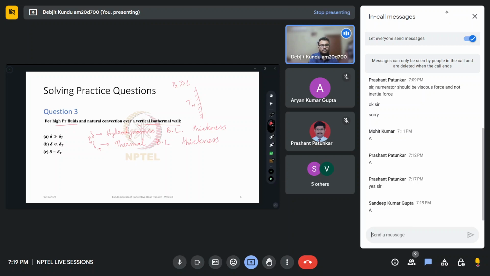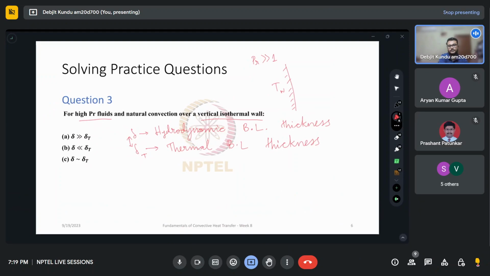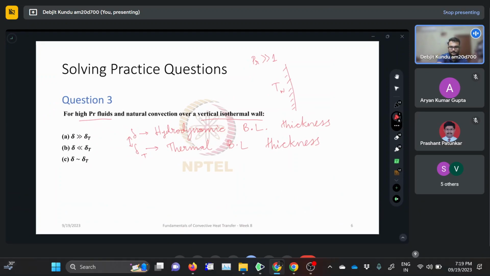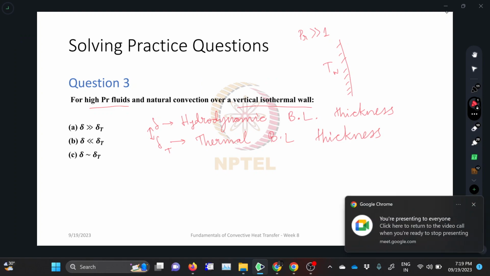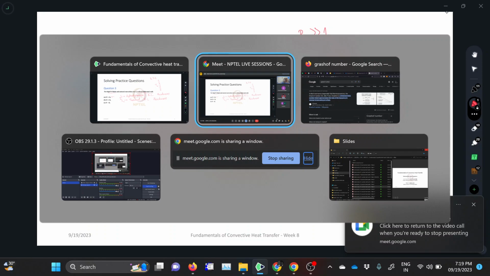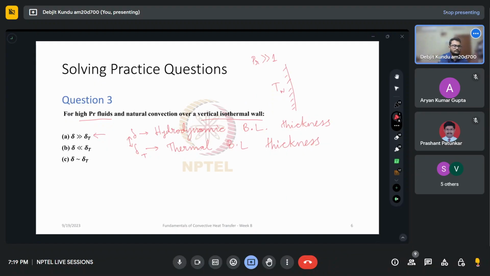We have one quick response in favor of option A, that is delta would be much greater than delta T. Let's see what others have to say. Remember, the clue here is that it's a high Prandtl number fluid.